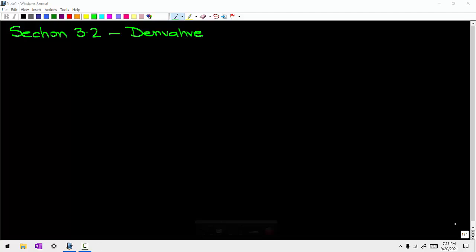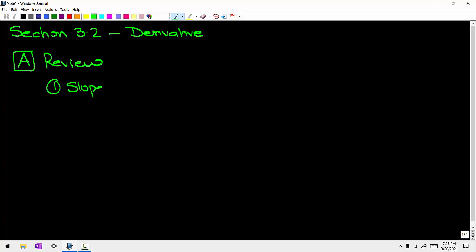In section 3.2, we're going to talk about derivative. But before we do that, let's quickly review what we've done so far in this chapter. In section 3.1, we talked about two special applications. The first one was called the slope of the tangent line. And we came up with this formula for the slope of the tangent line.